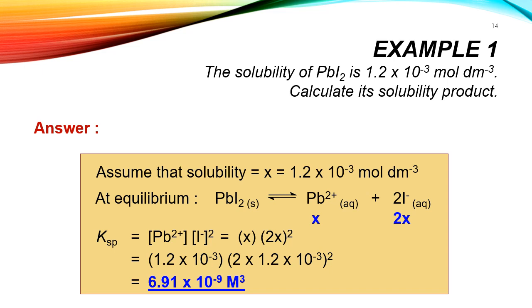Since the solubility is assumed as X, thus 1 mole of plumbum 2 plus is equal to 1X. 2 moles of iodide ion is equal to 2X. By writing the Ksp expression, that is equal to concentration of plumbum 2 plus ions times concentration of iodide ion to the power of 2. By substituting the value, we obtain Ksp equals 6.91 × 10^-9.